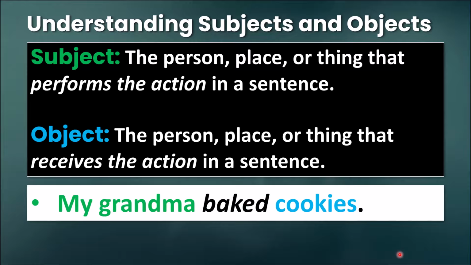For example, my grandma baked cookies. My grandma is the subject of the sentence. She is performing the action of baking. And the object of this sentence comes after the verb. The object receives the action. The cookies are receiving the action of being baked. So this is quite simple.